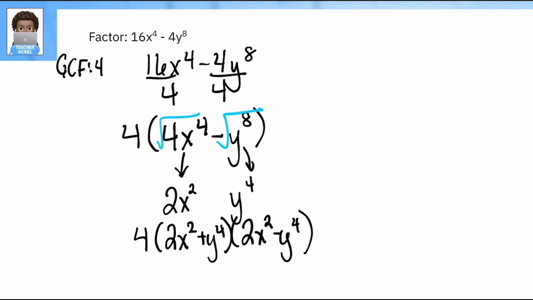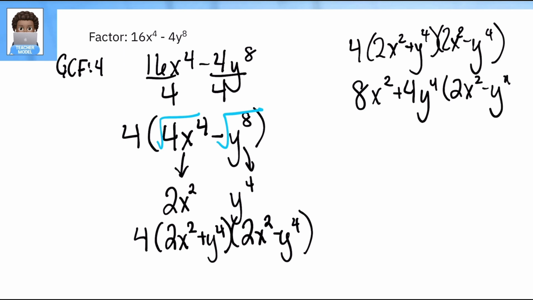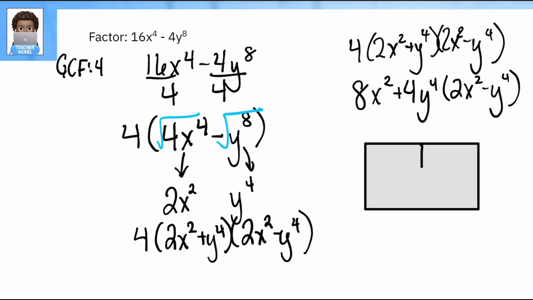And just like in the last case, let's just check our work. First I'm going to just distribute. Let me put our final answer up here. As before, I FOIL it out. Let's distribute. So I have 8x squared plus 4y to the fourth times 2x squared minus y to the fourth. I want to make that super clear. I just like the array method for foiling. I find it just helps me organize my work way more easily.